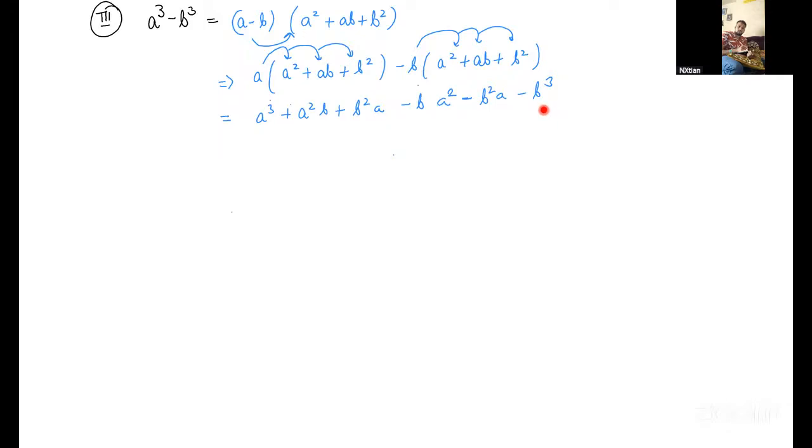Yes or no? Yes, sir. Okay. So now when I solve this, it will become a cube. Now basically this plus b square a and this minus b square a can be 0. This and this will also be 0. So the remaining behind is a cube minus b cube. So it means that a cube minus b cube can also be written as a minus b multiplied by a square plus ab plus b square.